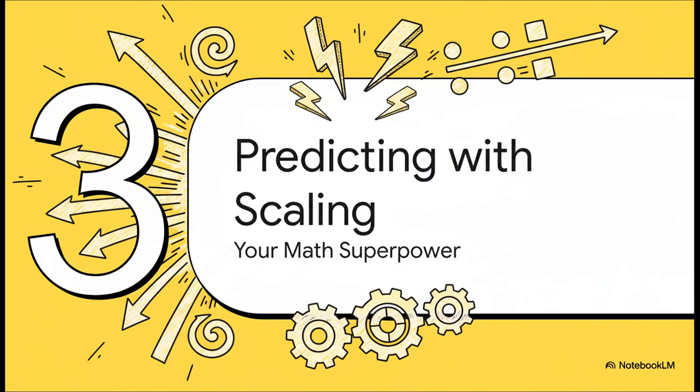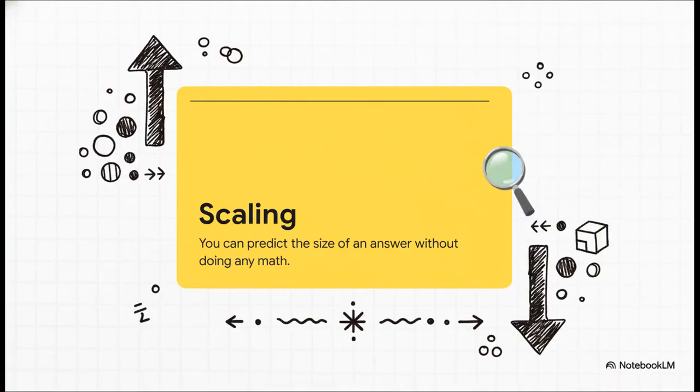All right, we've covered the how-to for multiplication and division. But now we get to the really cool part. This is where you go from just doing math problems to actually having a kind of math superpower. This superpower is called scaling. It's the ability to just look at a multiplication problem and instantly predict whether the result is going to be larger or smaller than your starting number without calculating a single thing. It's all about understanding the effect of the multiplication.